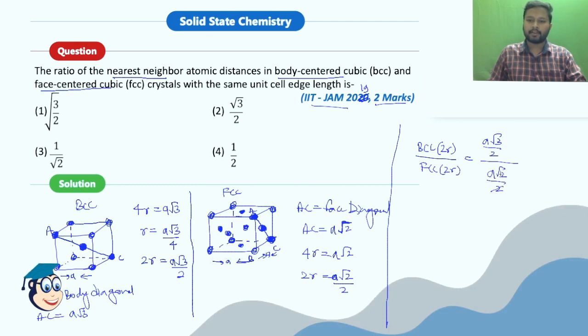Now here you can cancel out this 2 and 2, and you can also cancel out this A and A. So the value you are getting is root 3 by root 2. Okay, or you can say it's root 3 by 2. So that's the ratio of the nearest neighbor atomic distance in your body-centered cubic and your face-centered cubic. So the correct answer for this question comes out to be option number 1. Okay, so that's how this has to be done.